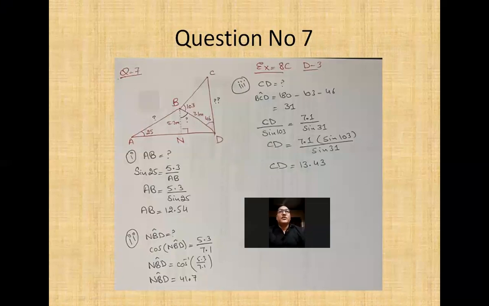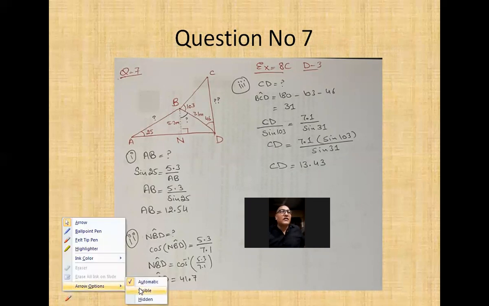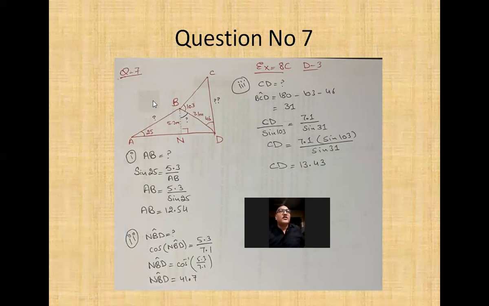Okay, so question number 7 is coming up on your screen, and let me read that question. And this exercise is exercise 8C. And question number 7, he says, the figure shows, and the figure is given in the question. I have also drawn that figure here. You can see this figure here. I have drawn that figure here, so it makes our work easy. So this is that figure.